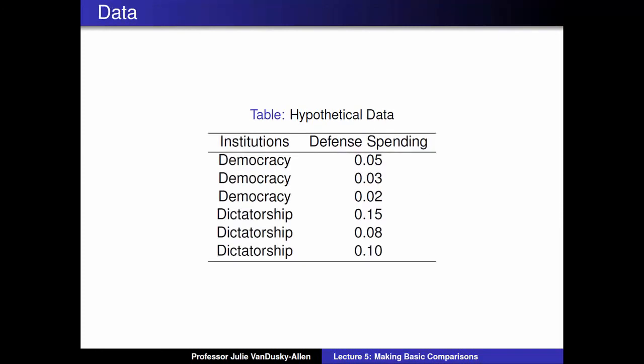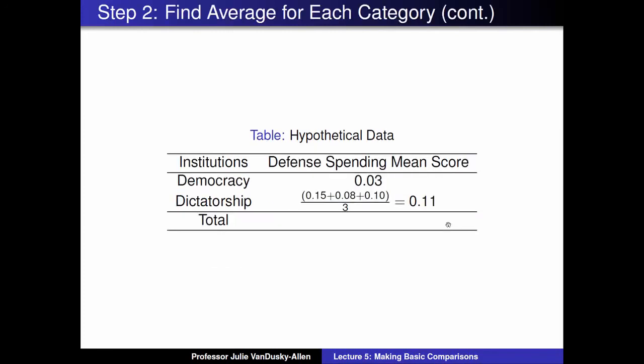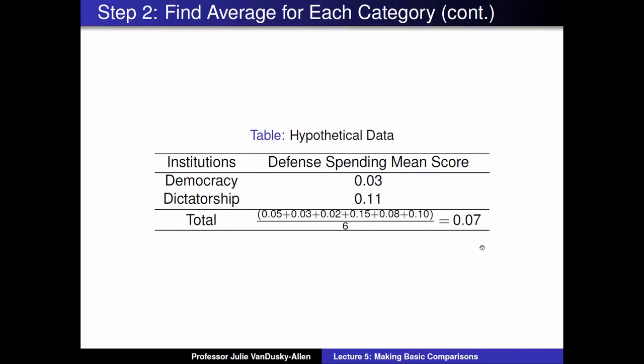In the total row, you find the overall average of the dependent variable for all observations. The calculation is 0.05 plus 0.03 plus 0.02 plus 0.15 plus 0.08 plus 0.10, and that value divided by 6 for 6 observations. The average for all observations was 0.07.